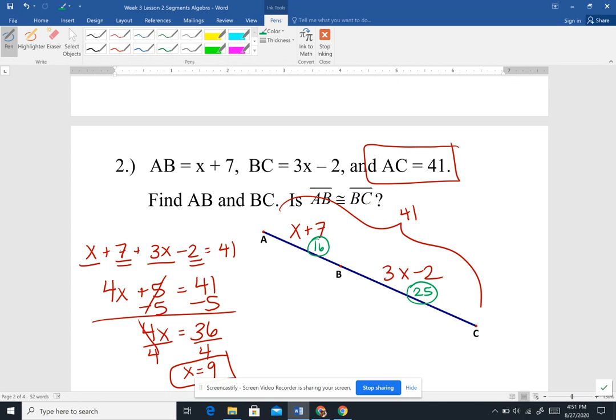The bad news is that they are not equal to each other. So no, AB is not congruent to BC. Their lengths are not the same.